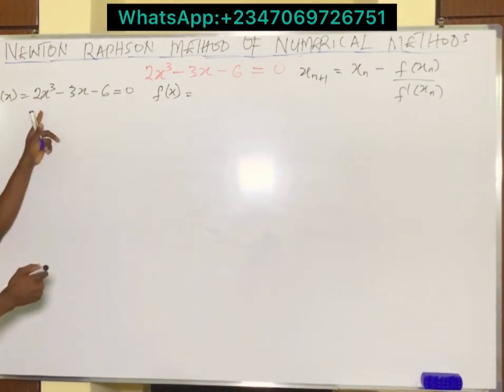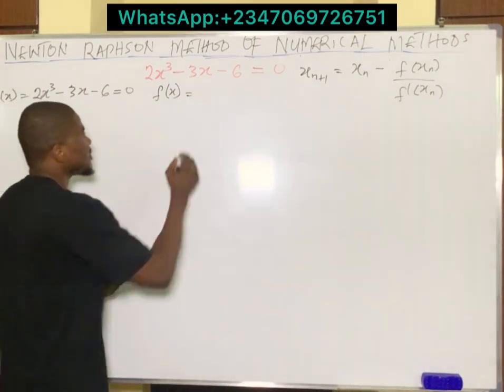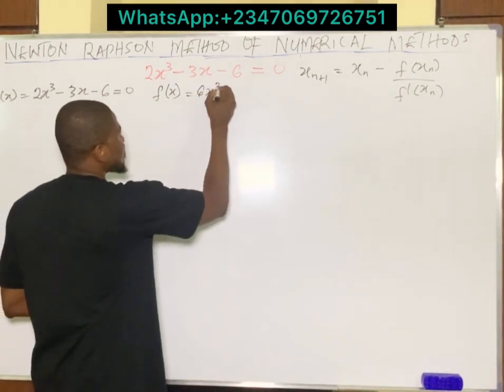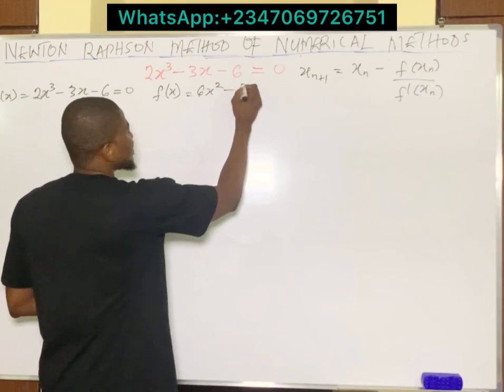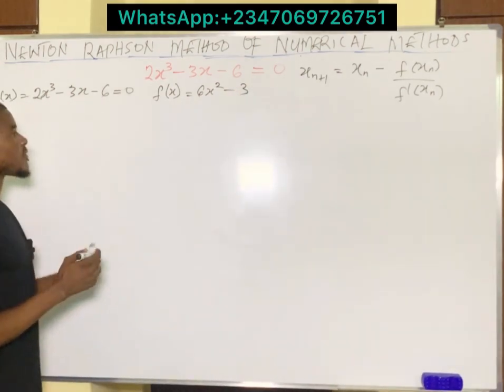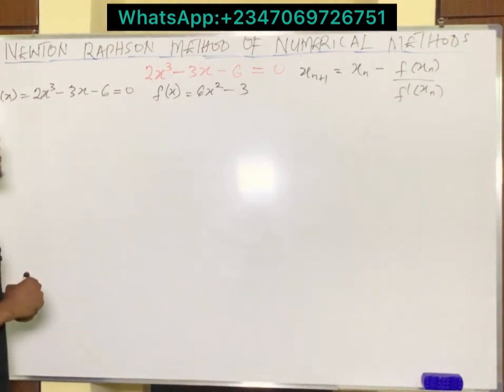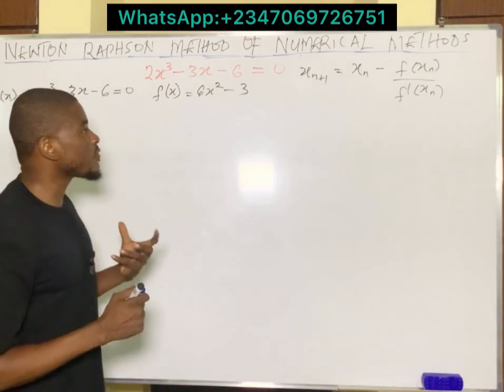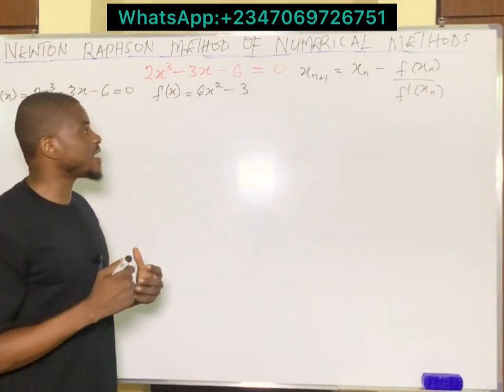If I differentiate 2x cubed, I will simply have 6x squared, minus, if I differentiate 3x, I will simply have 3. And if I differentiate 6, of course, that's a constant, that simply gives me 0. So we have this now. All we need to do is to look for our initial guess.